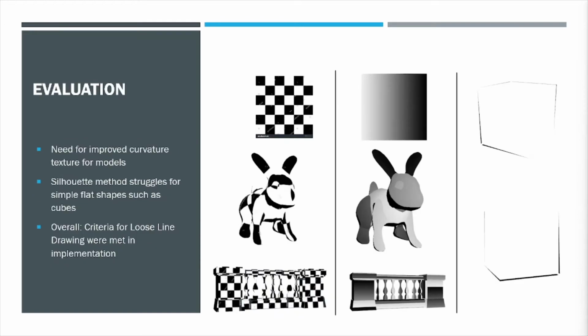When evaluating these results, it is immediately clear that there is a need for an improved curvature texture for the models. However, this shader program correctly follows the criteria set out by the paper for loose line drawing. We can also see that this method struggles for simple shapes such as cubes.